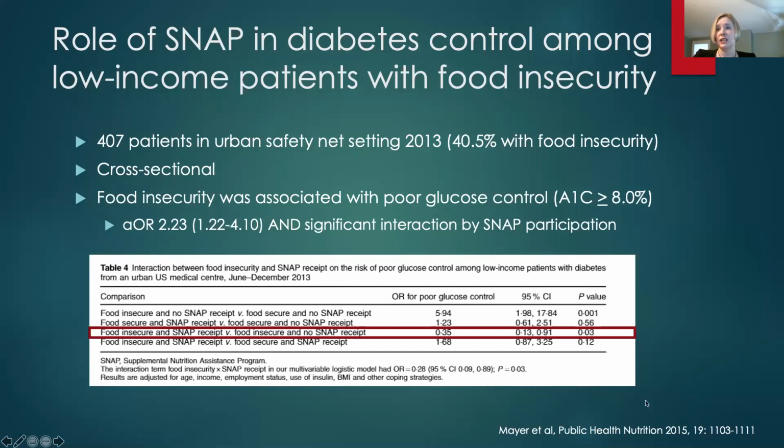And you can see here that food insecurity was associated again with poor glucose control, defined here as an A1C greater than or equal to 8%, where those with food insecurity had more than twice the likelihood of poor glucose control. And there was a significant interaction by SNAP participation. So those that were food insecure and received SNAP benefits were 65% less likely to have poor glucose control than those that were food insecure and did not receive SNAP benefits in this population.